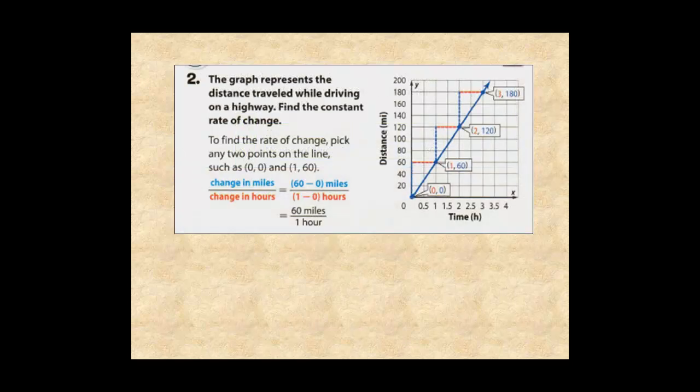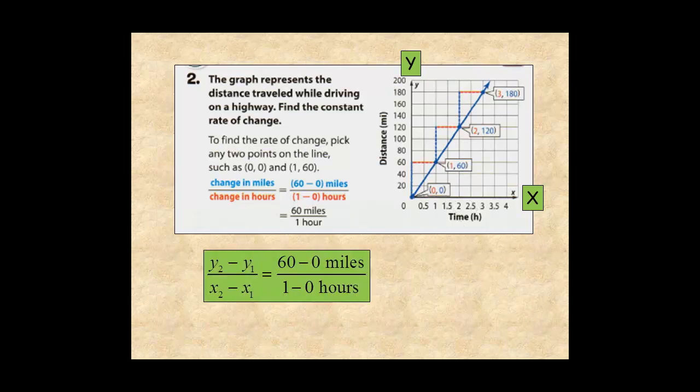You can also find the rate of change from a graph. In example 2, pick any 2 points on the line. The rate of change is the difference in distance, the y values, divided by the difference in hours, the x values, for 60 miles per hour. Since the graph is a line, you know the rate is constant, so you only have to make one calculation.